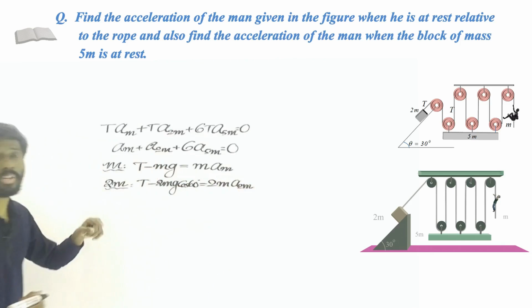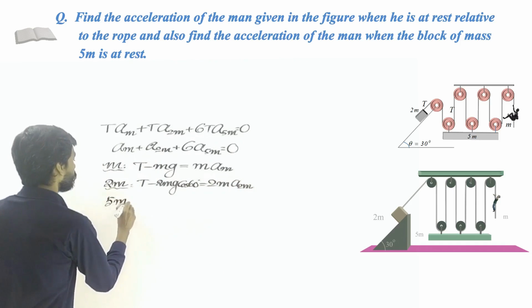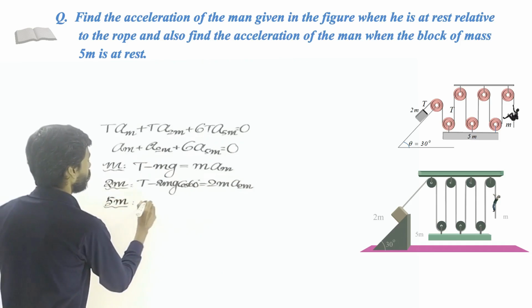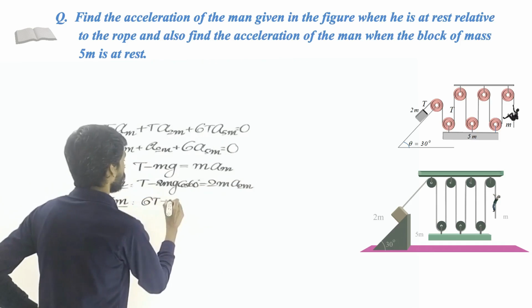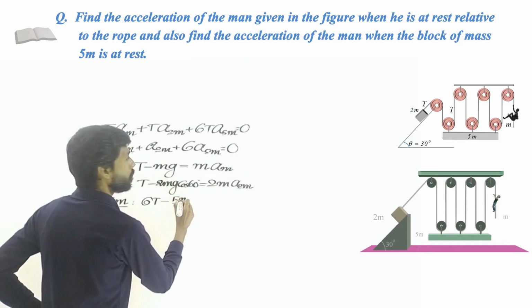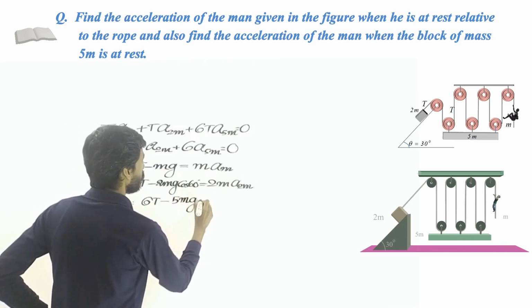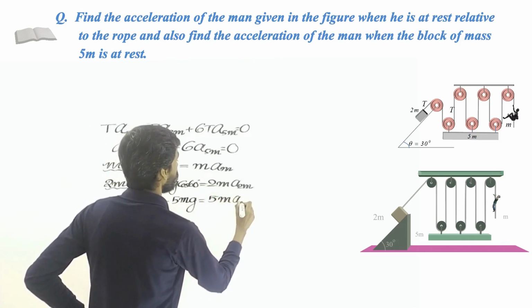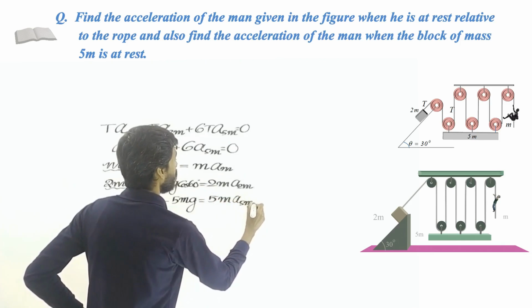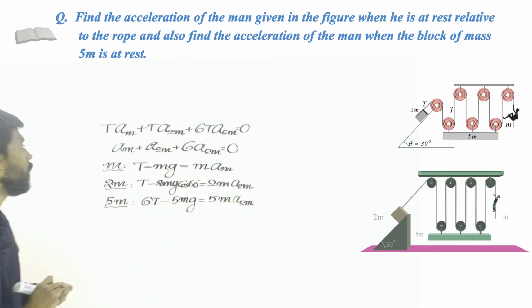Now similarly that 5m block has total tension 6T, the total tension minus its weight, that is 5m multiplied by g, and that equals mass times the acceleration, that is 5m times the acceleration of this 5m block. Okay, so these are the three equations. You have to solve these three equations to get our required acceleration.